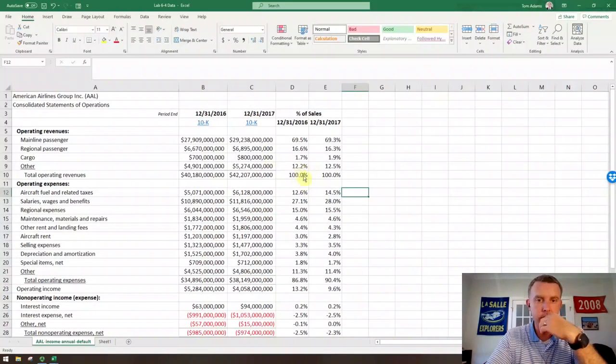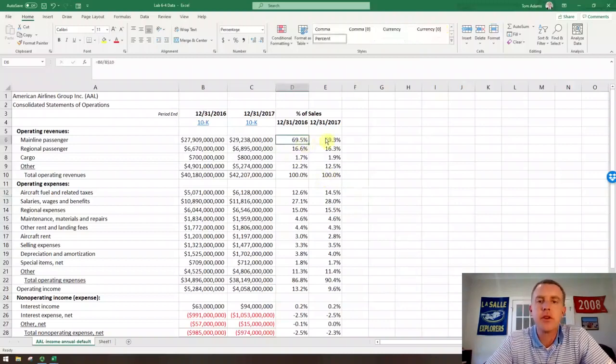All right, so this is our vertical analysis. Nothing terribly complicated. What this is used for is evaluating performance year versus year. So for example, mainline passenger revenue is pretty flat, and so is most of the other revenue. It's pretty flat in terms of where the revenue is coming from. But if we look down at operating expenses, we see that aircraft fuel has gone down. The price of aircraft fuel has gone down this year relative to revenue.